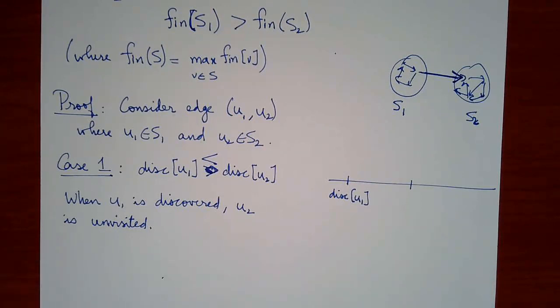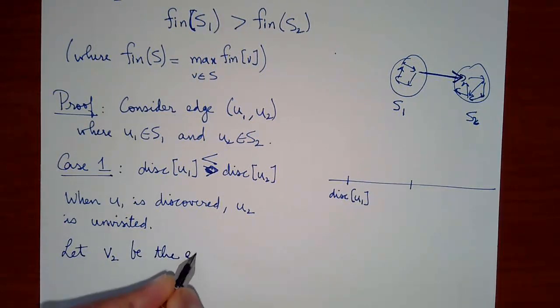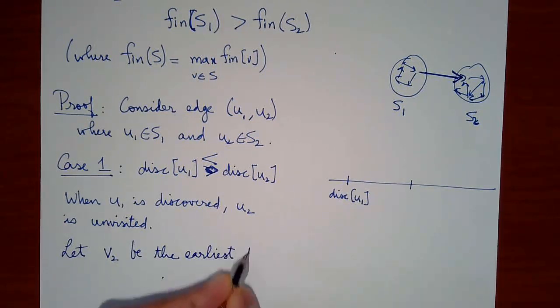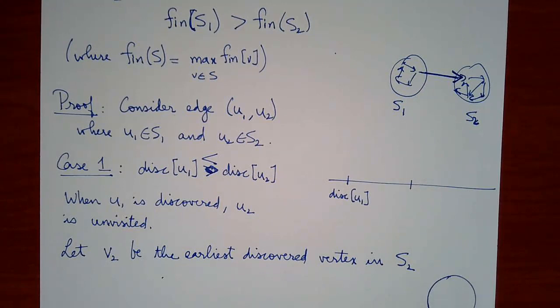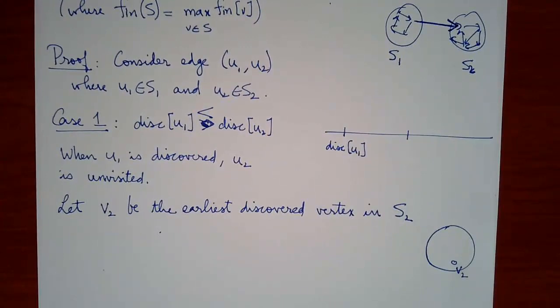So I'm going to introduce yet another notation. Sorry for this. Let V2 be the earliest discovered vertex in S2. V2 be the earliest discovered vertex in S2. And so we'll come back to this case, but okay, so what are the properties of V2 that we can prove? What do we know about V2?